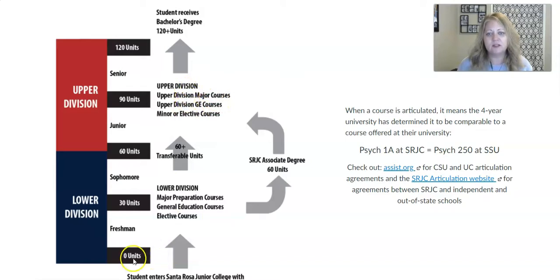So you enter SRJC and you're moving up, and the goal is to get 60 transferable units. You can always transfer with more, but 60 is the minimum. While you're here, you're working on your major prep. You're also working on general education, any electives if you choose to, or if you're going to work on a minor, you could do something like that as well. If along the way it makes sense to earn an associate's degree, you can do that as well.